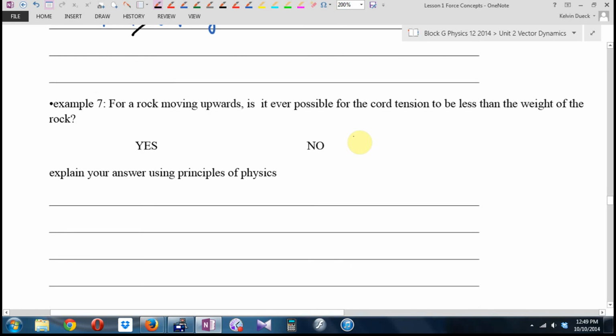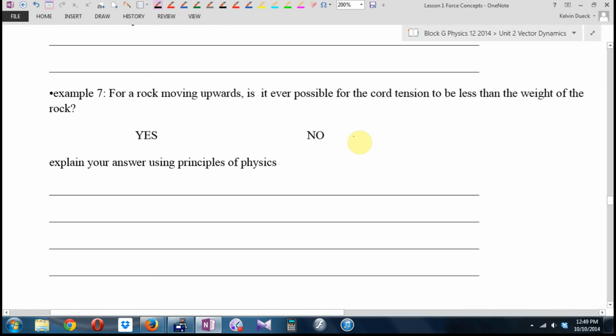Yeah? Okay. What about for this same rock moving upwards, is it ever possible for the cord tension to be less than the weight of the rock? Once again, we're going to vote. Once again, how high you hold your hand up is how sure you are of the answer. Who says it is possible for tension to be smaller than the weight of the rock? Who says, no, it's impossible for it to be smaller than the weight of the rock? Convince me.